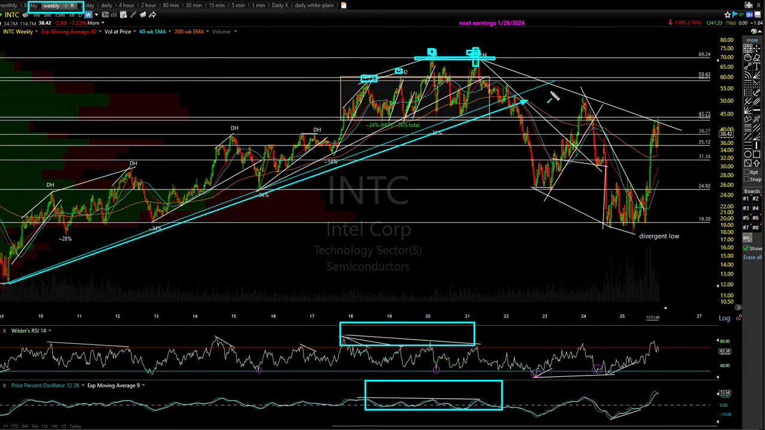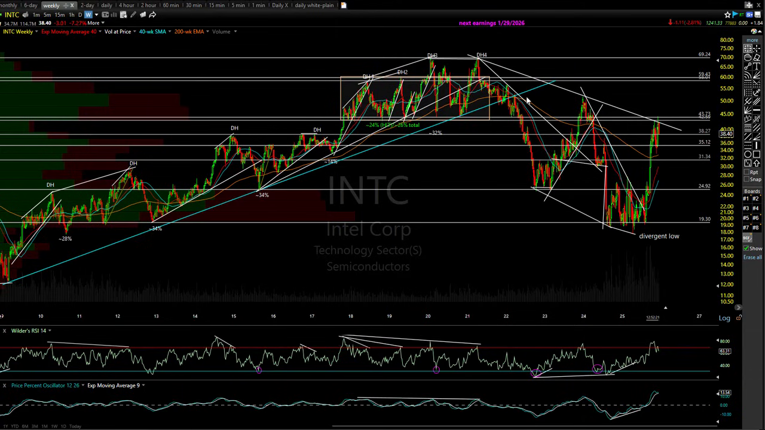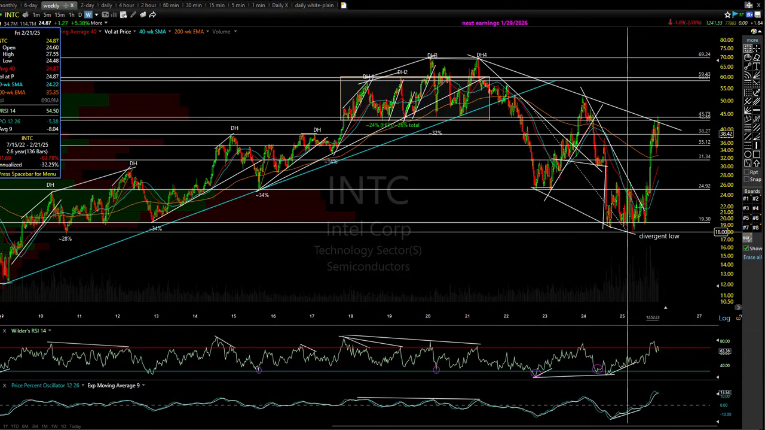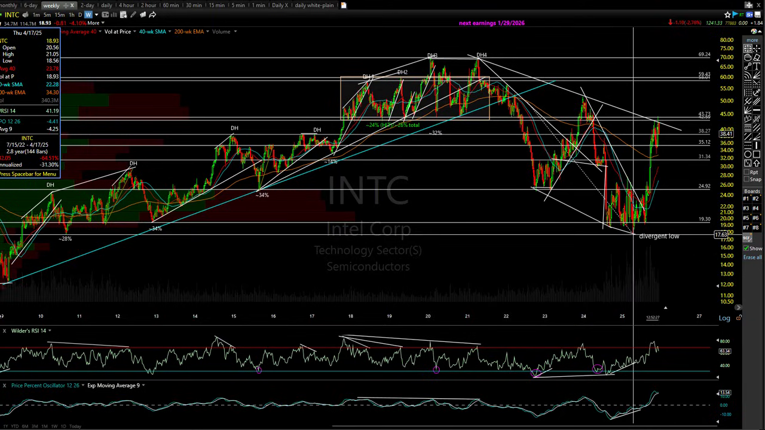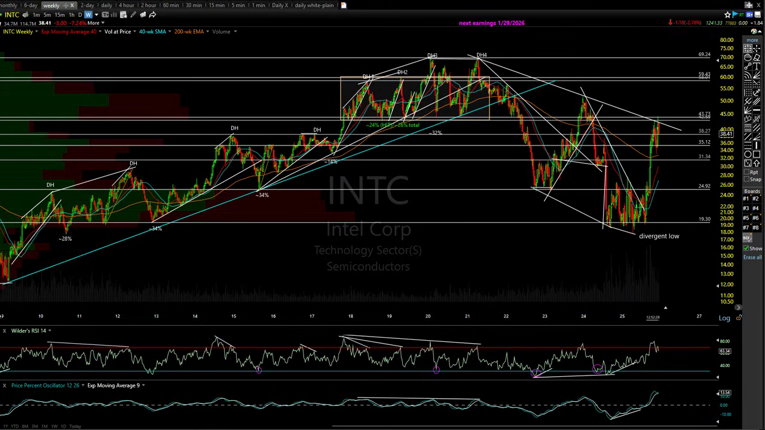And then when Intel broke its secular bull market uptrend line, it was lights out. And guess what? If you missed it, you were given a gift, a back test of that trend line. And if you took that gift, you made 63%. That's the drop from there. Now, where we've come is full circle. That was a divergent low.